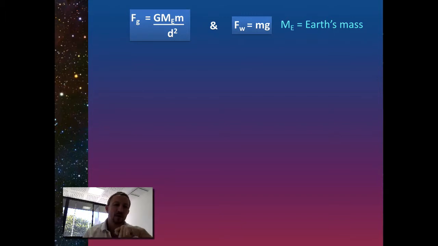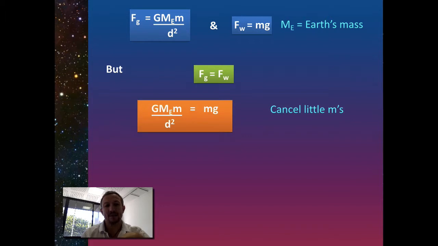We also know that a mass basically will have a weight force equaling mg. Now what we can do is combine both of these forces together, our gravitational force and our weight force. So we get Fg equals Fw. When we put the two equations together, we get G Me little m divided by d squared equals mg.